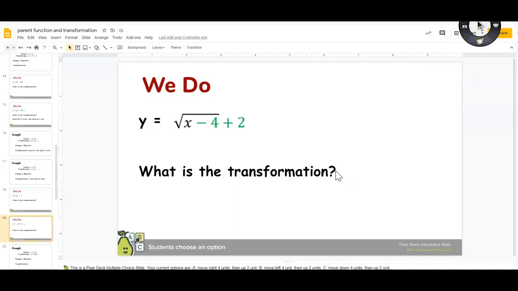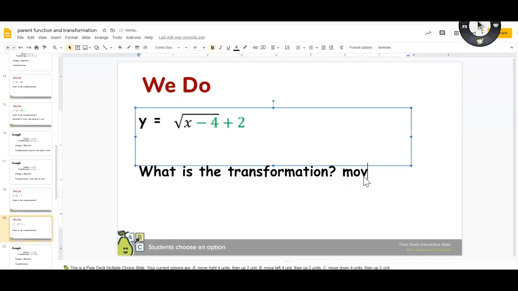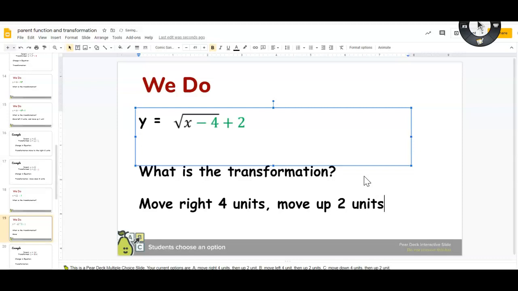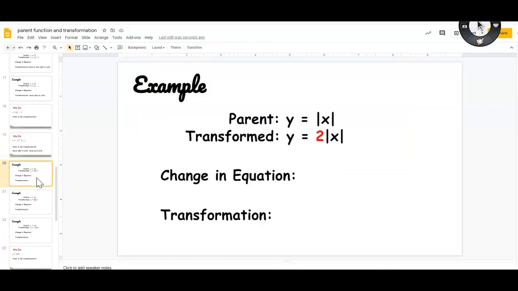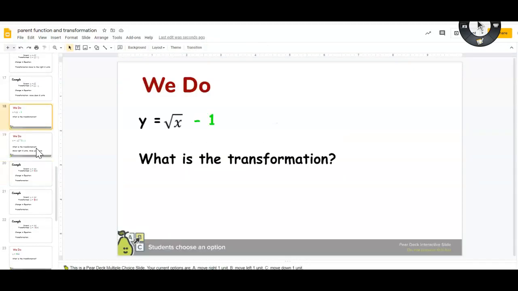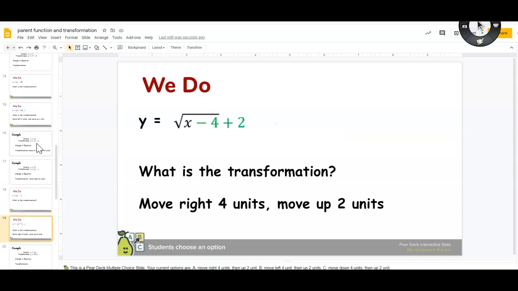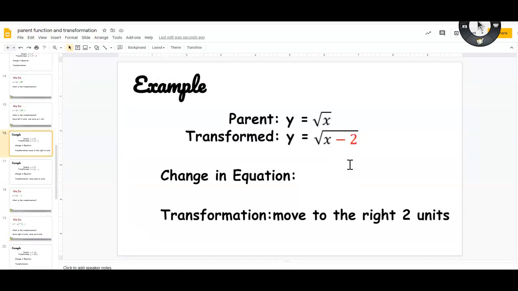So the answer is move right 4 units and then move up 2 units. Okay, so now let's look at 2 examples. Oh, we already did it. So that's it about moving to the right or moving down. So if you subtract a number inside of the x, move to the right. If you subtract a number outside of x, move down.